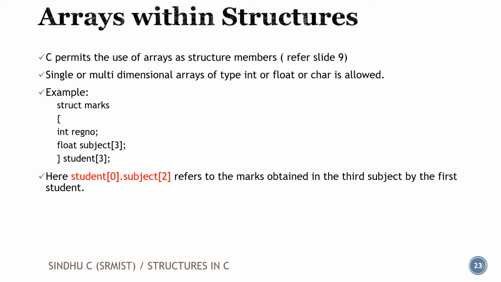So C permits the use of arrays as structure members. We have already seen it in the previous examples where you have created a structure member name of the type character array of size 20. So single or multi-dimensional arrays of type int, float, char, all that is allowed in C. So in this example, you can consider student 0 dot subject 2, which is first student's third subject mark is so and so. You can assign some value to it or you can print it out.